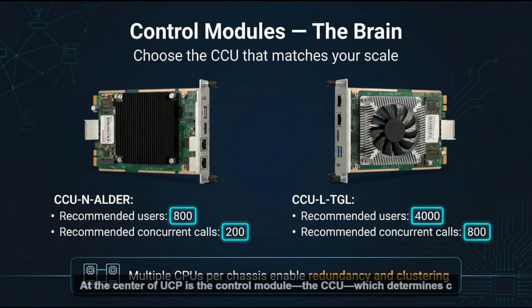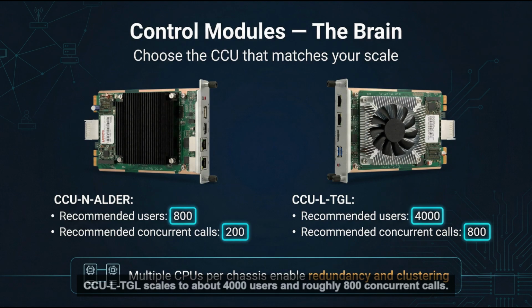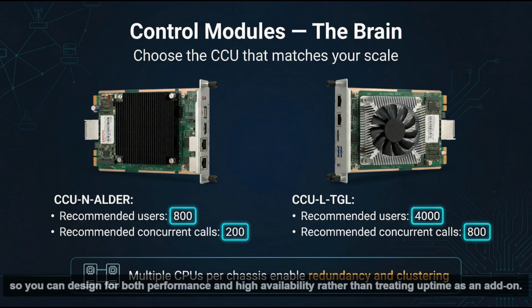At the center of UCP is the control module, the CCU, which determines compute capacity and call handling scale. There are two main options here. CCU N Alder targets up to 800 users and about 200 concurrent calls. CCU L TGL scales to about 4,000 users and roughly 800 concurrent calls. Beyond raw capacity, an important architectural point is that multiple CPUs can be deployed per chassis. That enables redundancy and also supports clustering approaches, so you can design for both performance and high availability, rather than treating uptime as an add-on.